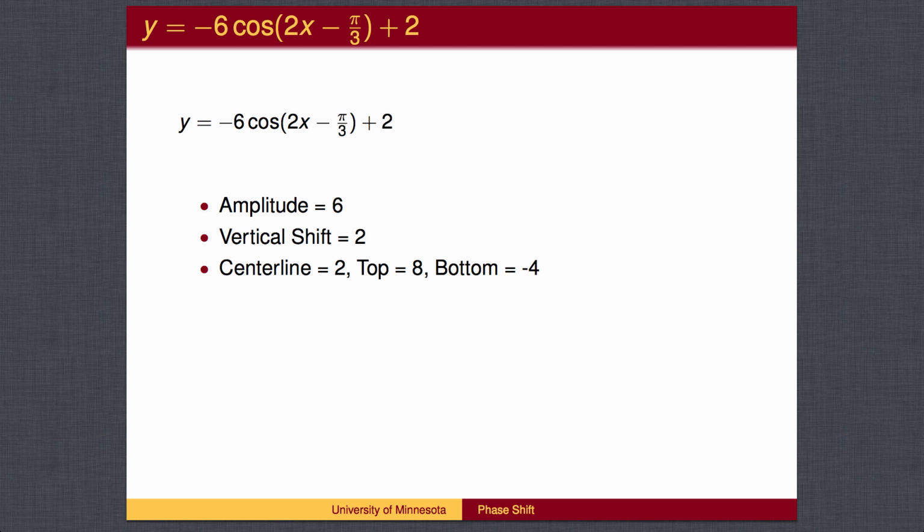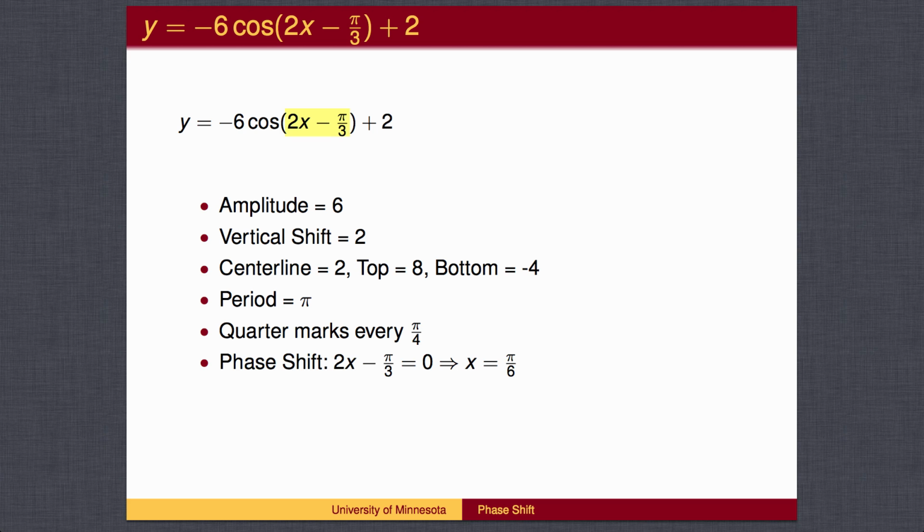So the center line will be at 2, the top will be 6 above 2, which is 8, and the bottom will be 6 below 2, which is negative 4. The period is 2 pi over b, which in this case is 2 pi over 2, which is pi. The quarter marks happen every pi over 4.